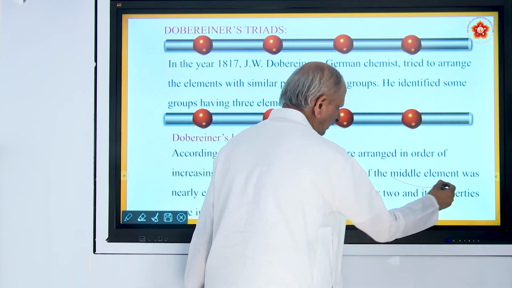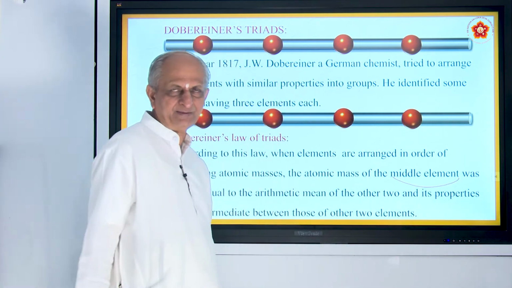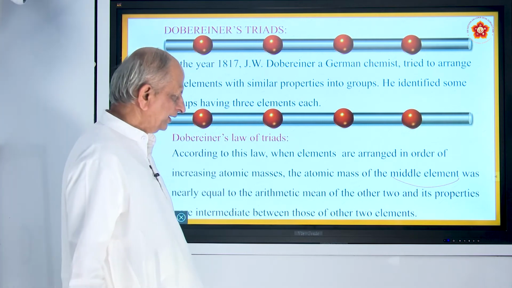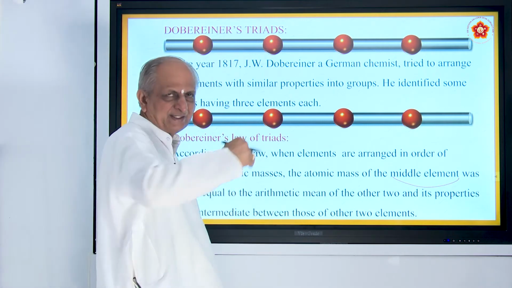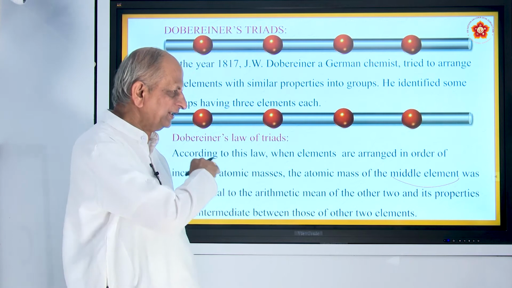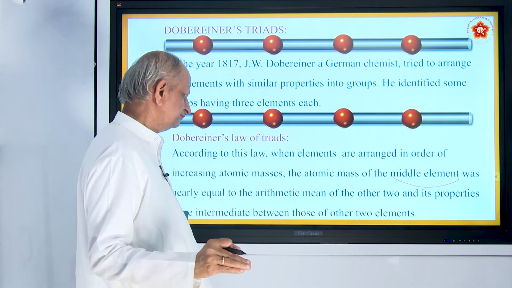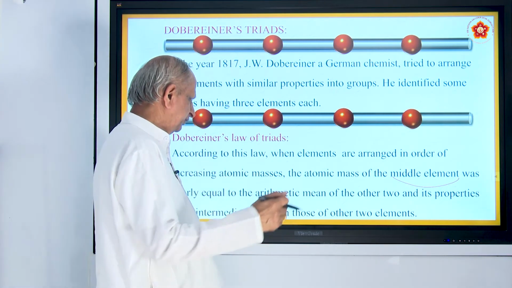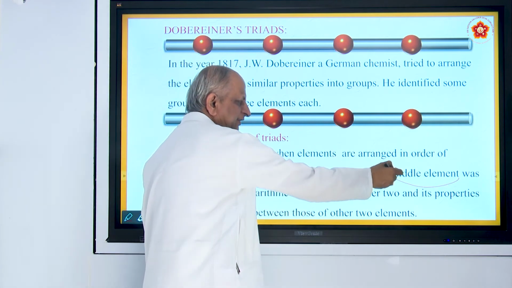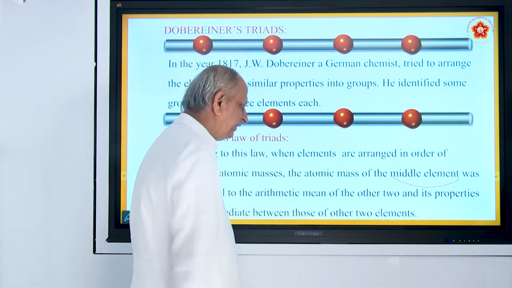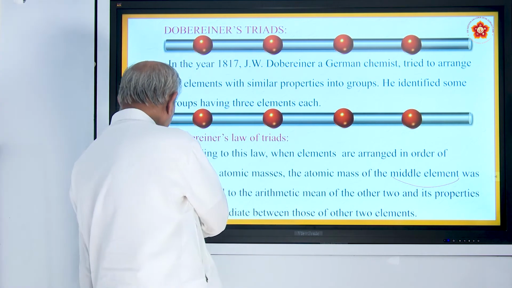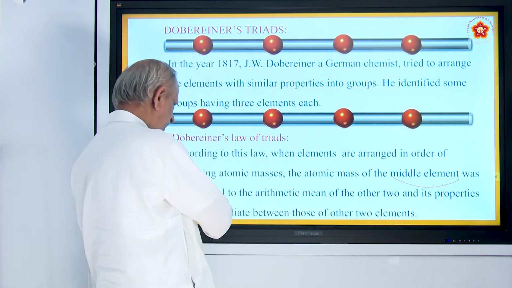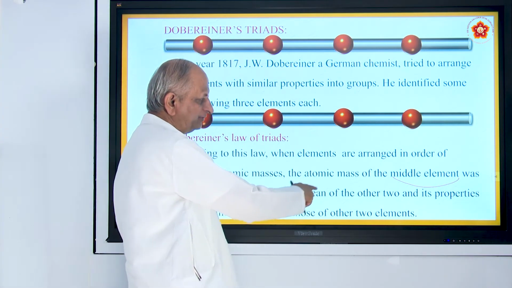So when they are arranged in the increasing order of atomic masses, the atomic mass of the middle element, please note carefully. What he did, whatever different elements were available, he kept in the increasing order first. Then he took the mass, and he found that the mass of the middle element was nearly equal to the arithmetic mean of the other two.